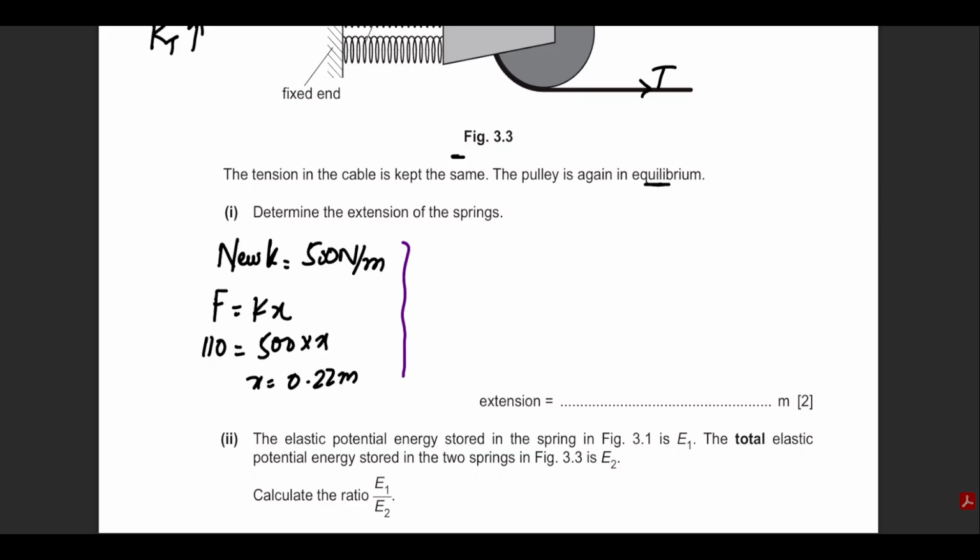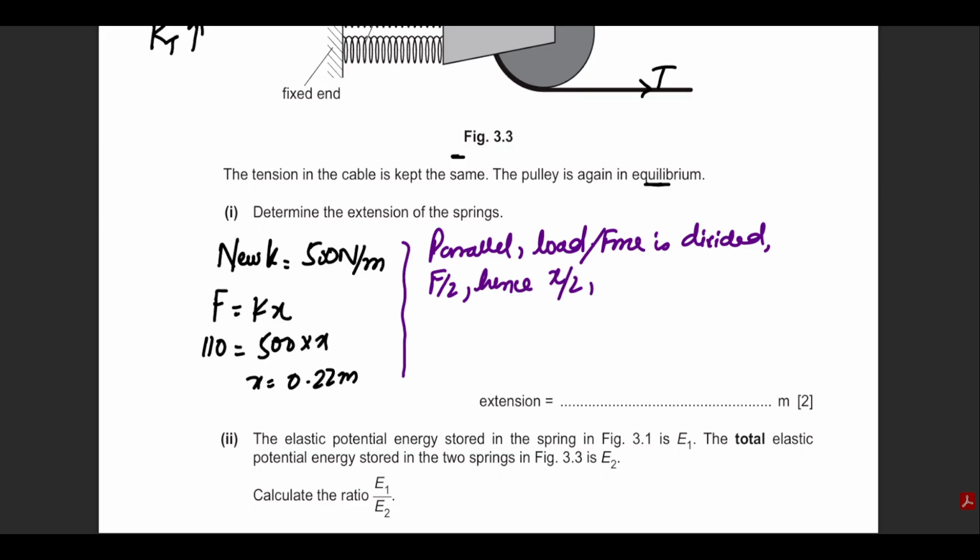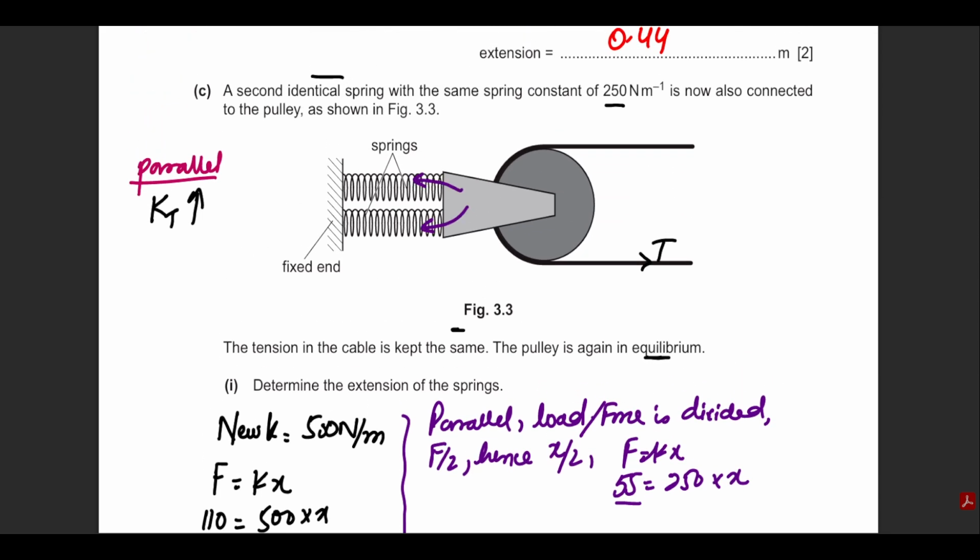This is one way of doing this. Or you can simply write down a statement or a logic that springs are combined, they're in parallel. Since springs are in parallel, the load, effort, or force is divided, leading to half a force, F by 2. Hence, the extension also decreases to half. You can also show that working as F equals Kx, and that will be 55 with 250 into X. Why 55? Because the force is now divided between 2 springs.